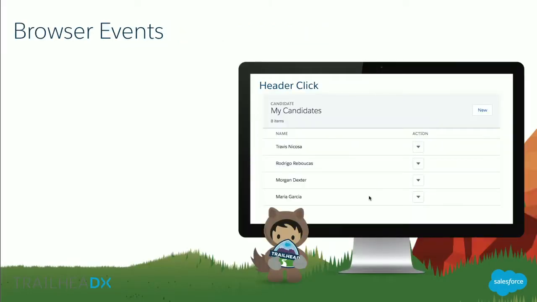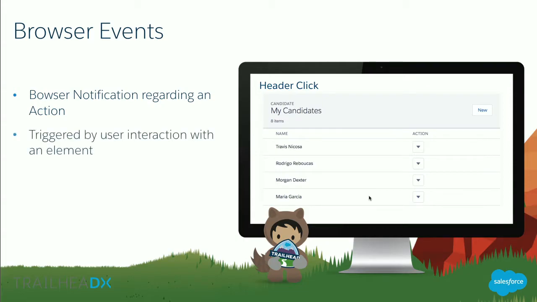And let's talk about the first type of all of those 5 events from the framework. Again, browser events are not particular to the Lightning framework. They are basically browser notifications that are fired whenever a user interacts with an element, basically with an HTML element.